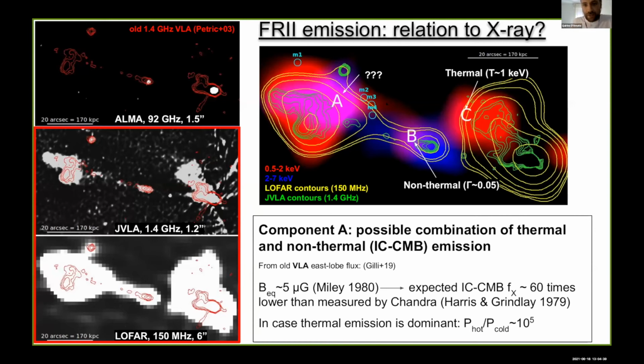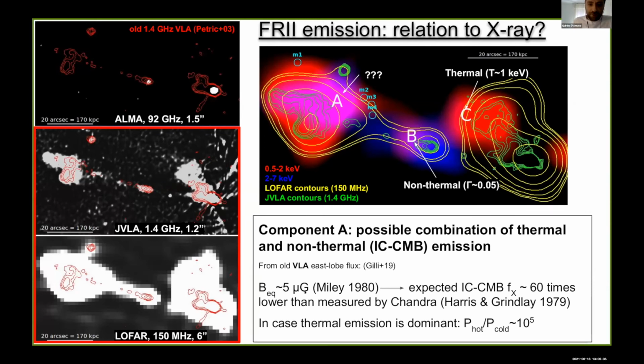Now you see here the X-ray diffuse emission. In red you see the soft emission, in blue the hard emission, with the contours of LOFAR and the JVLA. You see that the X-ray emission is composed of several components. We have a nuclear component that is well described by non-thermal, flat emission, and we also have a C component that is well described by thermal emission. The A component is the major component. It's more complicated because we have a combination of soft and hard emission. The hard emission seems to fill the radio lobe detected with the JVLA.